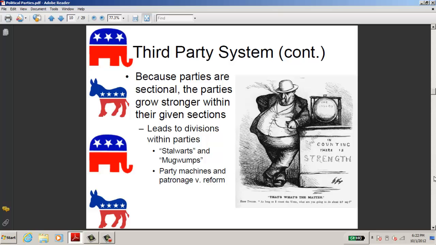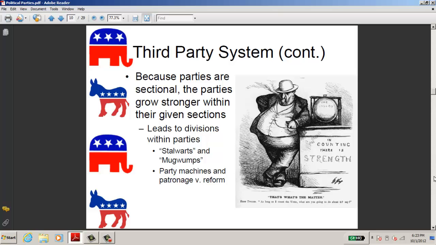Now, as the third party system continues into the latter part of the 19th century, as these parties become more sectional, they grow stronger within these given sections. Now, this is going to lead to divisions within the parties. So, case in point, the Republican Party is going to splinter into two factions known as the Stalwarts and the Mugwumps. Very funny names.